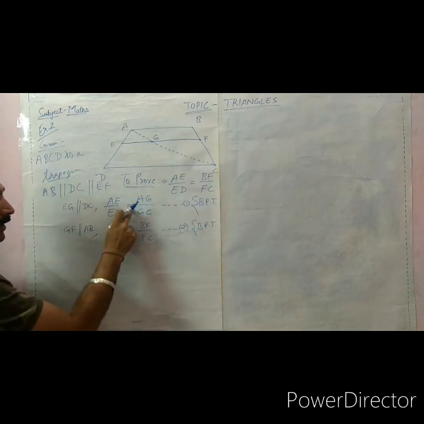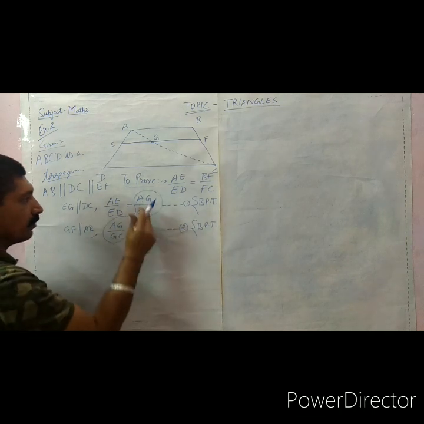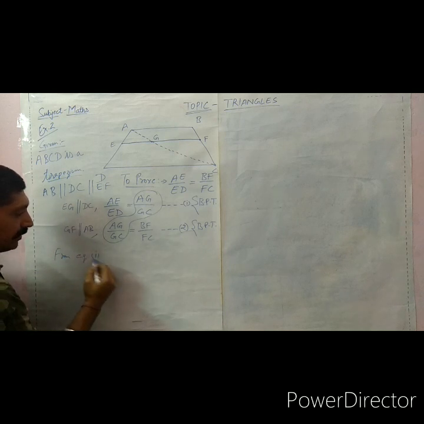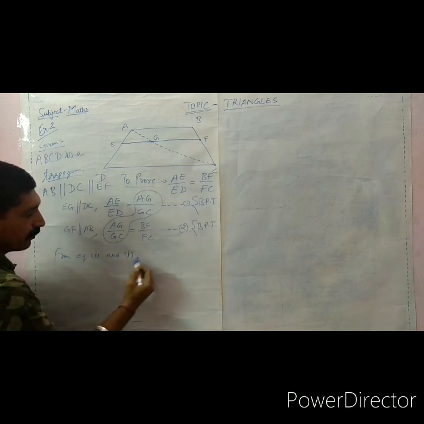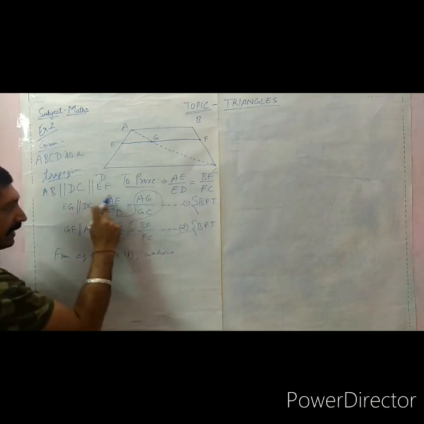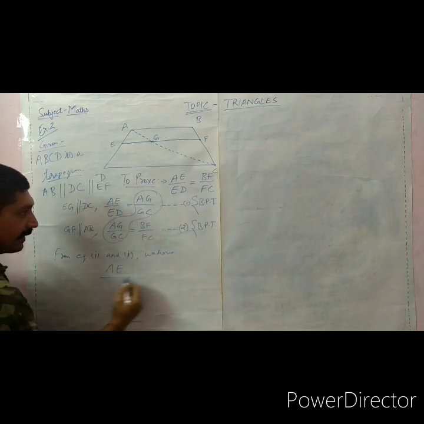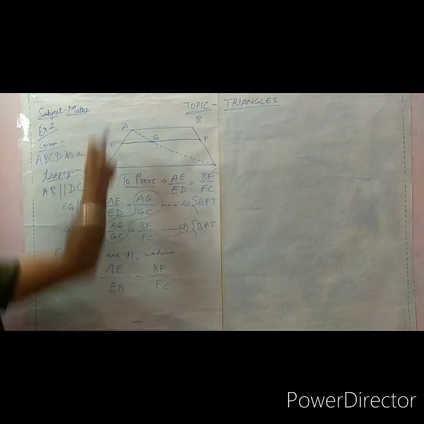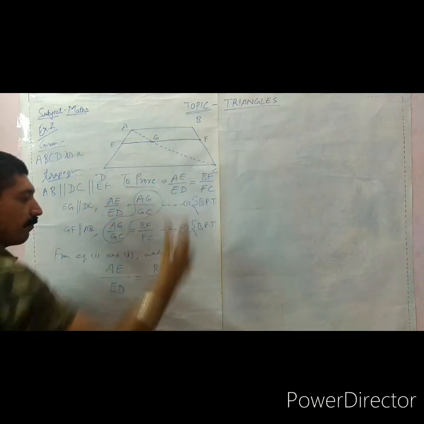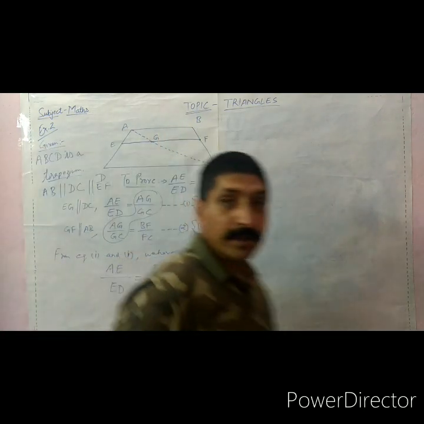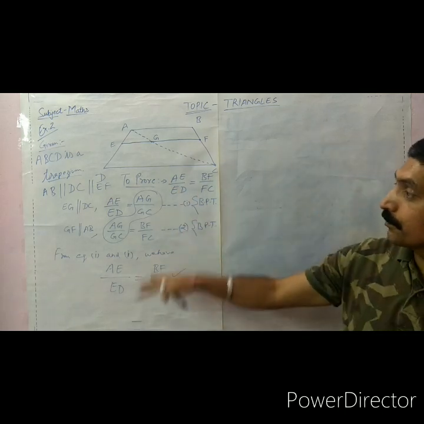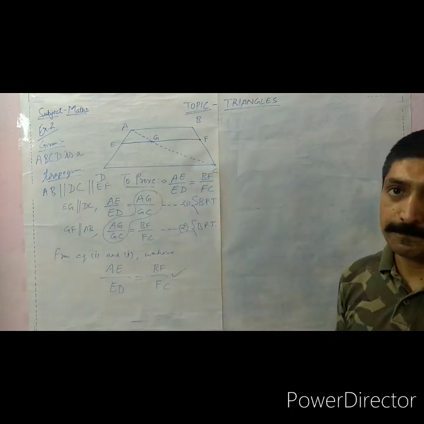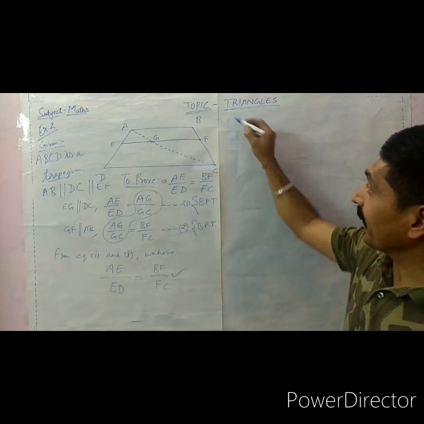So from equation 1 and 2 we have AE upon ED is equal to BF upon FC. So I hope with the help of BPT we have proved very easily that AE upon ED is equal to BF upon FC. Now go for example number 3.